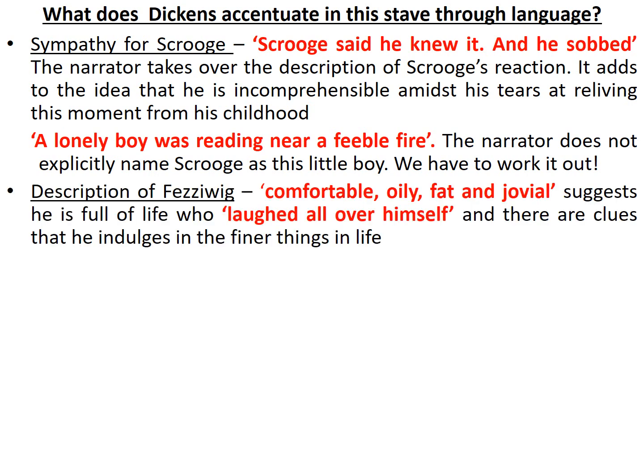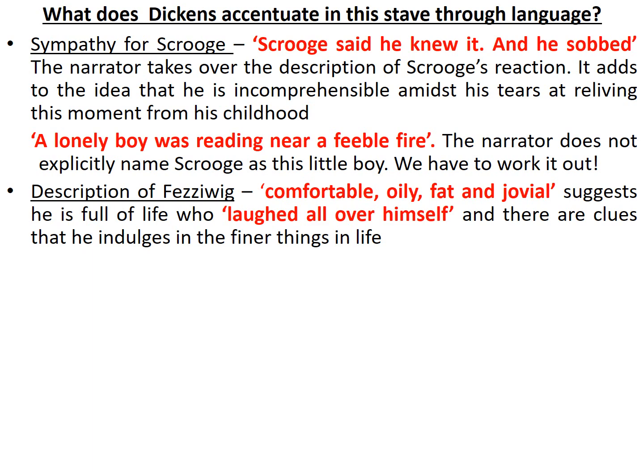In contrast, that is, to the description of Fezziwig, who we meet later on, and we realise is a very important influence on the young Scrooge. He's described in hugely optimistic terms as comfortable, oily, fat and jovial. It suggests that he lives the good life. He indulges in great food, he's funny, he laughed all over himself is a moment that's described. His agility is recalled. This description reflects his personality of being someone who's upbeat and full of joy and living life comfortably, living life in a way that welcomes people. He is a character that upon revisiting, Scrooge realises he should mirror.